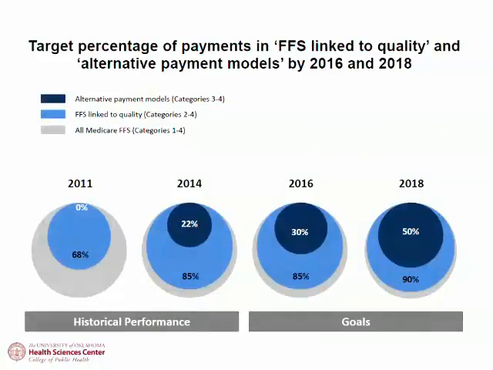The Medicare program has made it very clear that by 2018, they want 50% of all Medicare payment in value-based contracts, and 90% of all Medicare payment tied in some way to quality measures. So they're moving rapidly. The other thing that's happening locally is that the other payers, Blue Cross, Community Care, and others, are doing the same thing. It's not just Medicare.